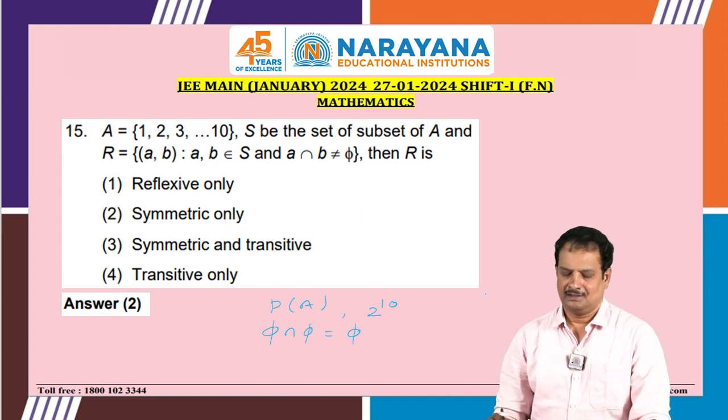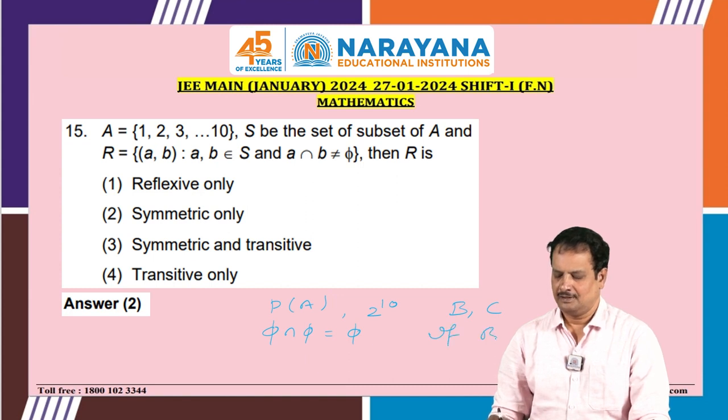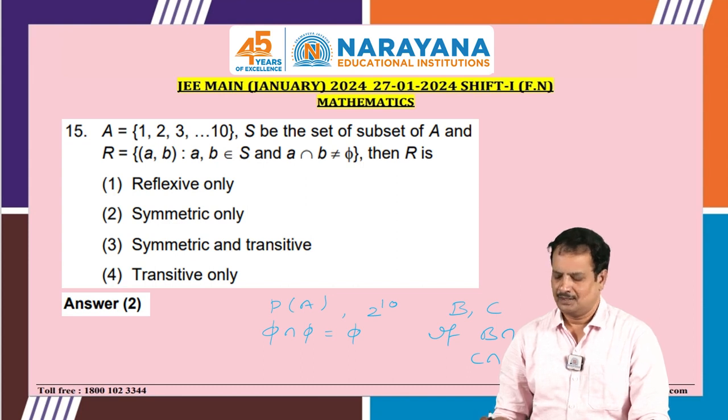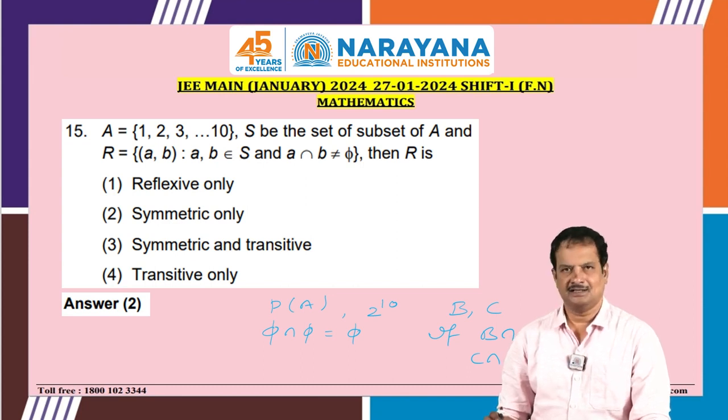Next, similarly, let us suppose we have taken capital B and capital C, which are two subsets of the capital A, and assume B intersection C is not a null set. In that case, automatically C intersection B is also not a null set. So if B and C are two subsets of A such that their intersection is not a null set, then automatically C intersection B is also not a null set. So that clearly indicates it is symmetric.